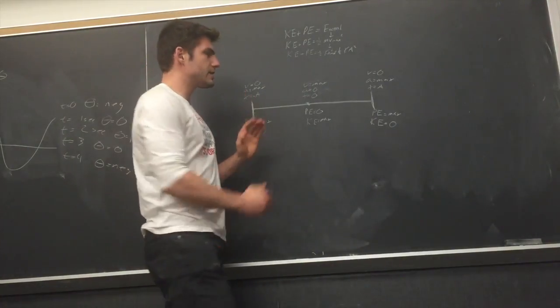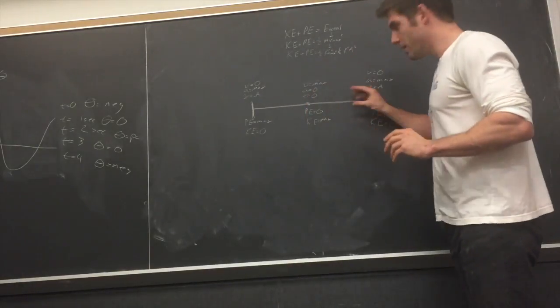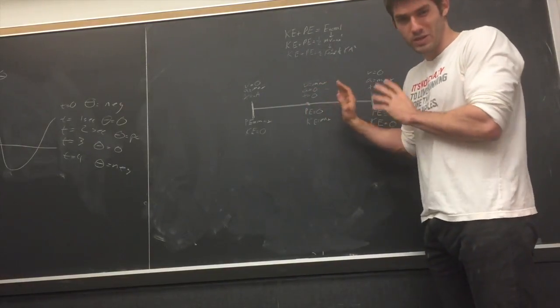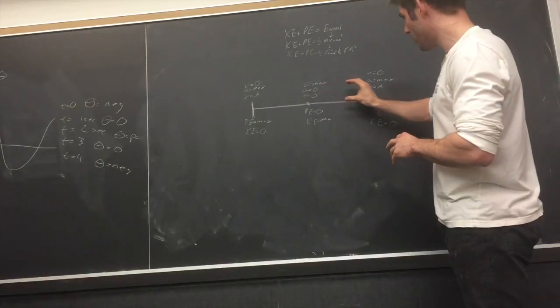Okay, so let's say we have the same scenario. We have our spring, which was happy. It was at the center, at the equilibrium position. We pulled it all the way to the right.